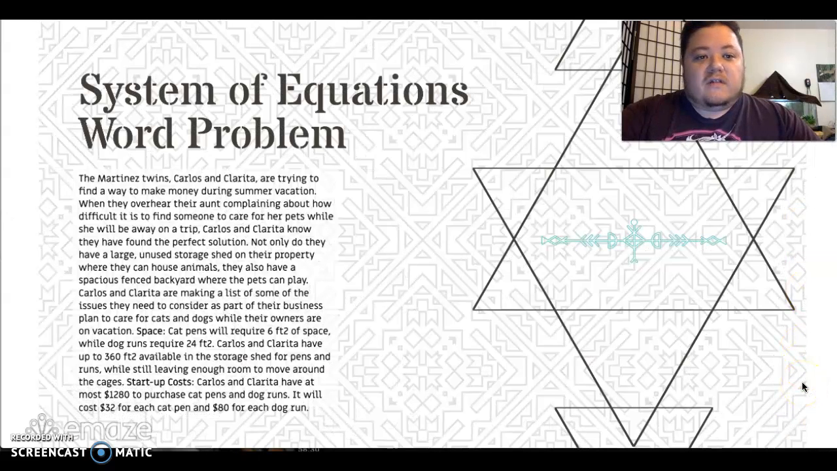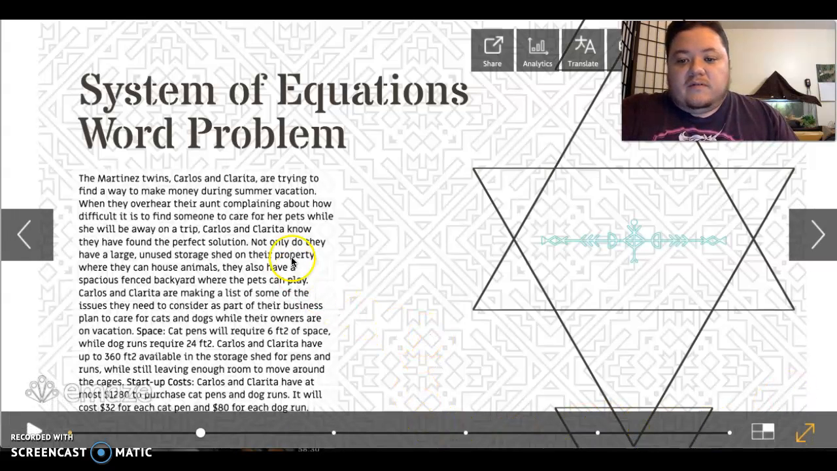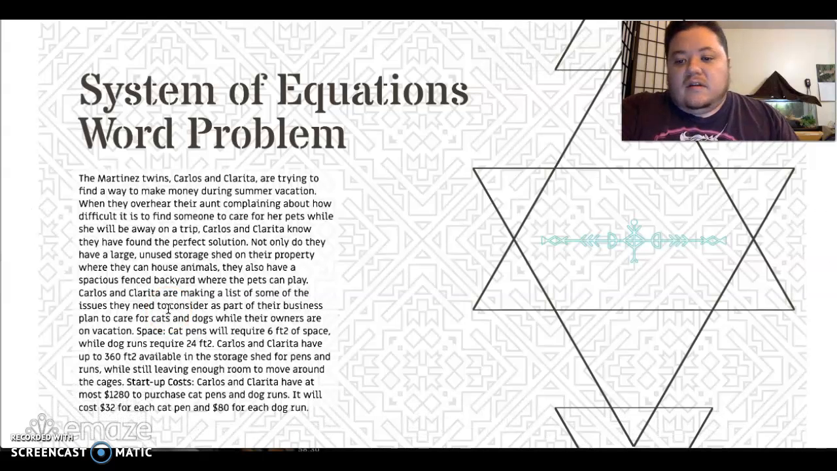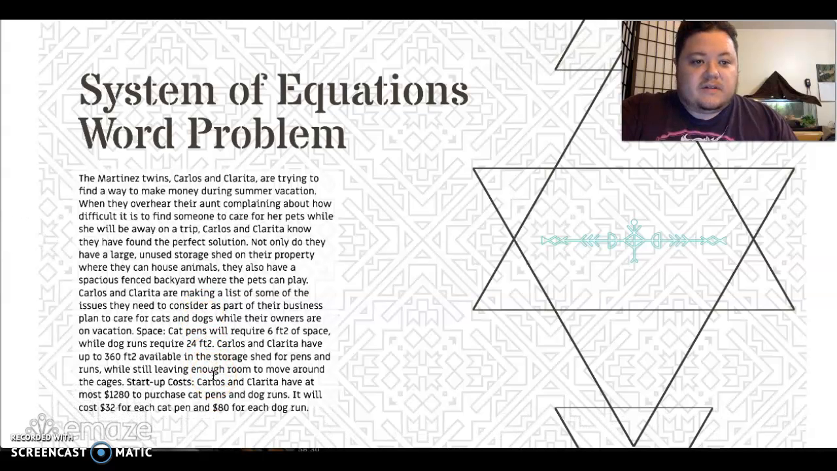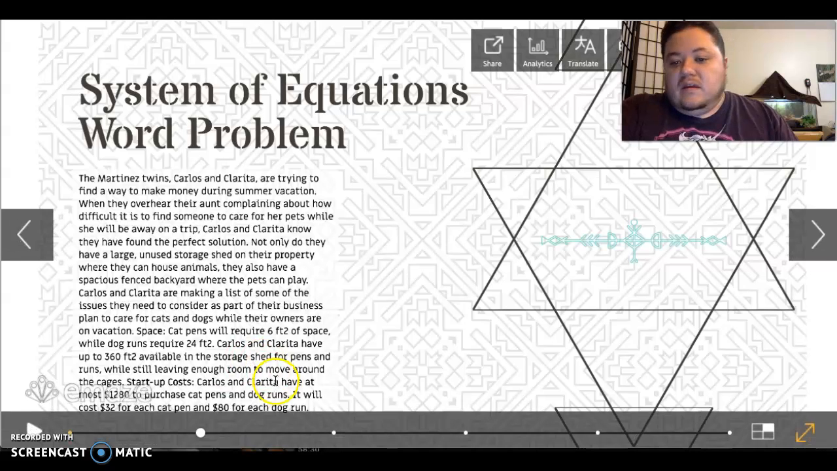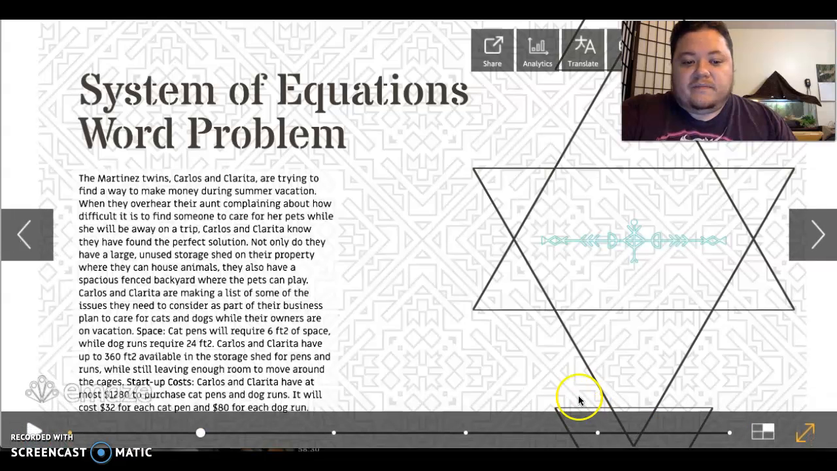So let's start off with a little word problem. Here we have Martinez twins, Carlos and Carlita, who are trying to find a way to make money during summer vacation. They decide that they're going to pet sit. What we're looking for is how much space they have for both cat and dog pens, and then how much the startup cost is going to be per pen and all that. So I'll give you a second to go ahead and read that.